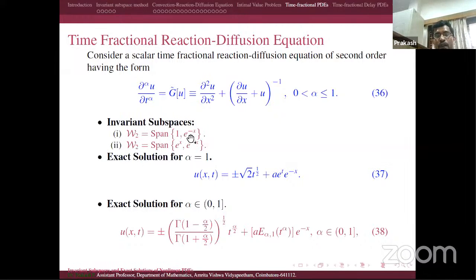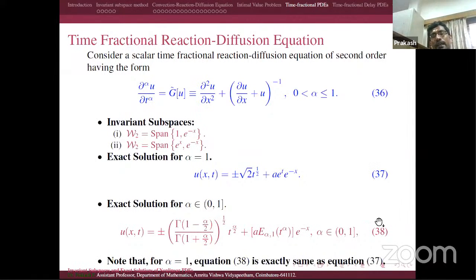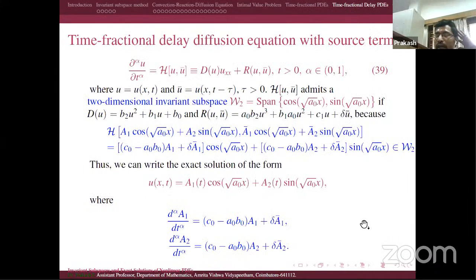So here I'm considering the first case. Then we can find the exact solution for the integer case. Then we can find the exact solution for the non-integer case. Here also note that for alpha equal to 1, equation 38 is exactly equal to equation 32. Here I have not given the systematic procedure due to the time.